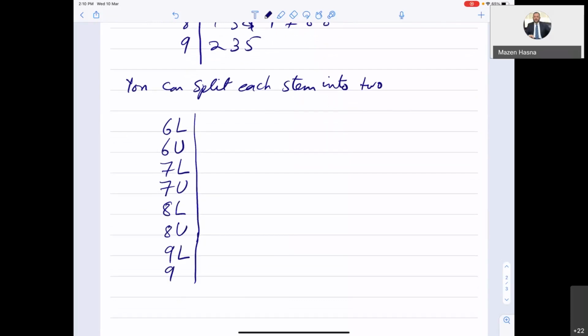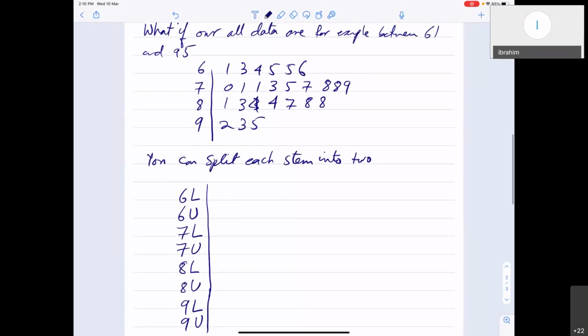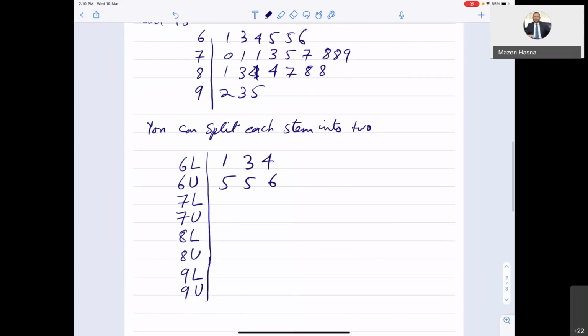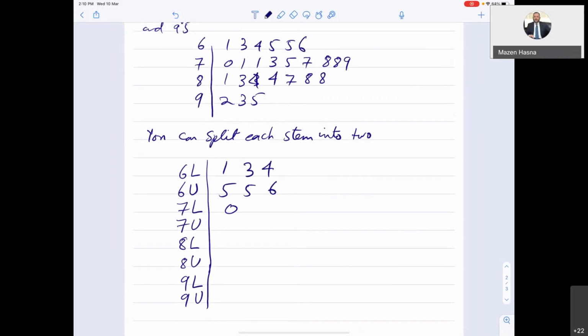Upper and lower, you mean more than 5 and less than 5? Yes, yes. So I will have 1, 3, 4 here, and then 5, 5, 6. So I'll have 1, 2, 3, 4 in the lower, 5, 6, 7, 8, 9 in the upper. The same for the 7 lower, 0, 1, 1, 3 here, and then 5, 7, 8, 8, 9 here, and then for the 8 lower, 1, 3, 4, 4, and then 7, 8, 8, and then 2, 3, and 5.